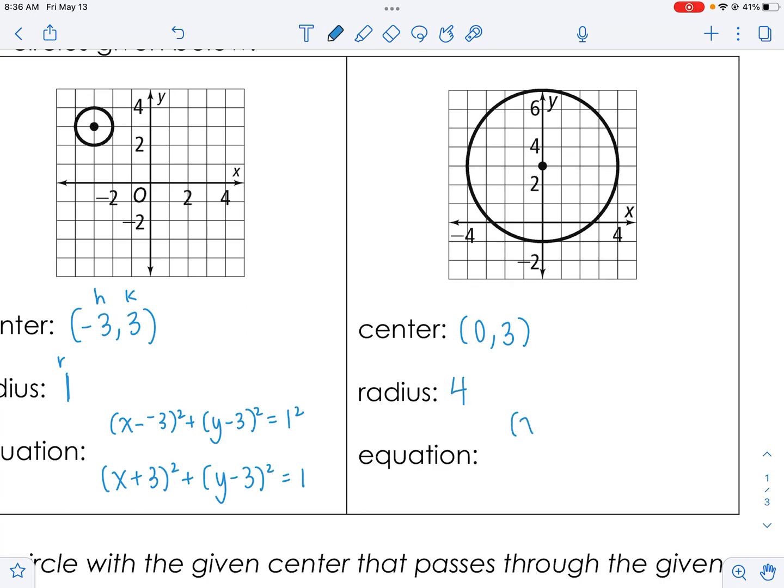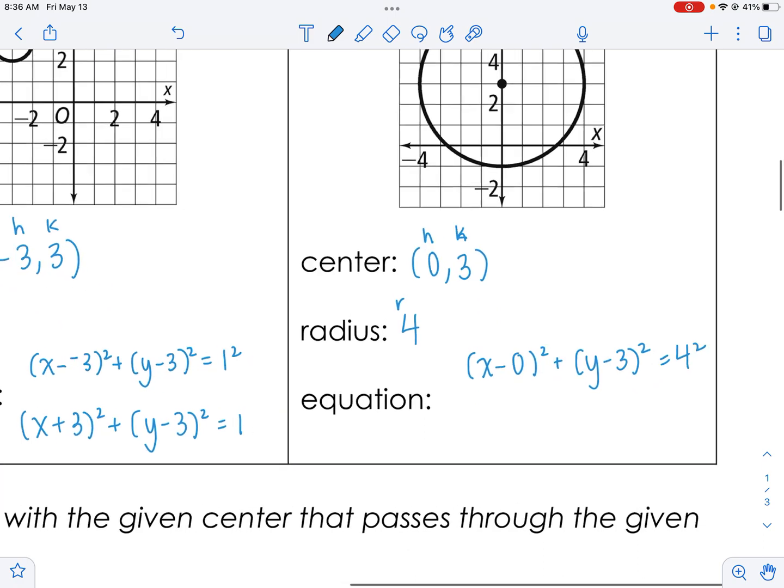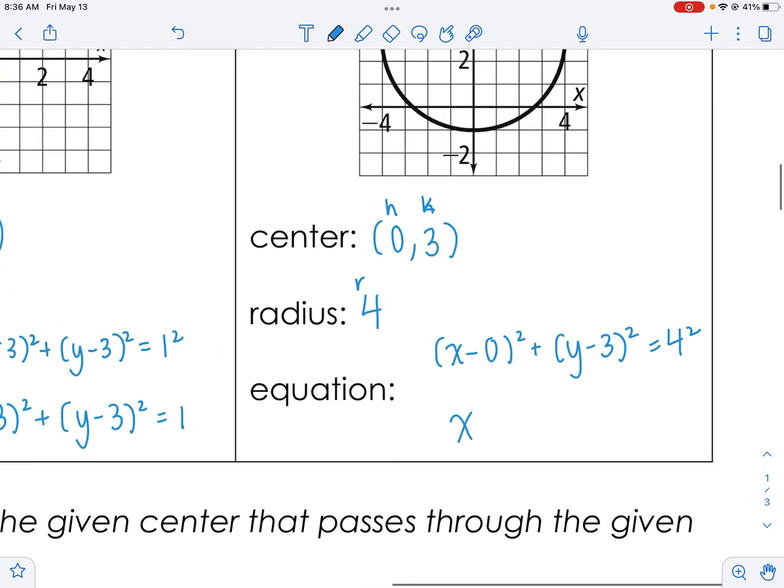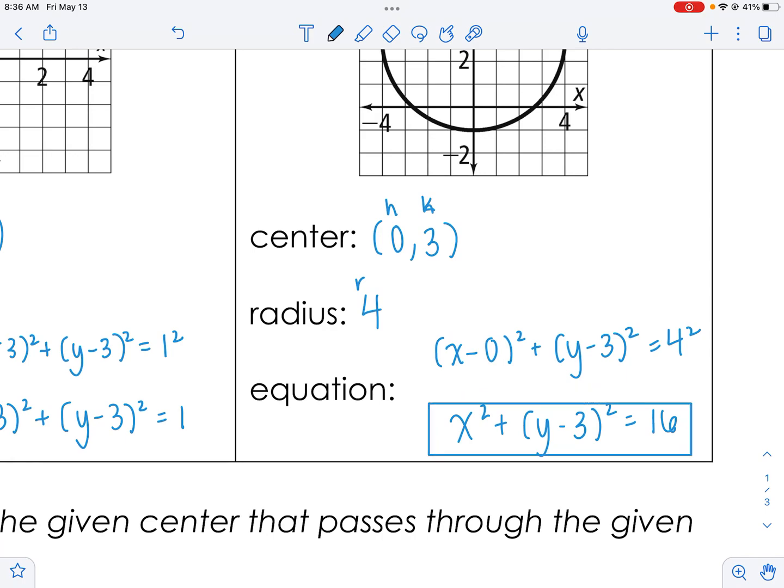Now I'm going to plug it in. I have my h, k, and r. So x minus 0 squared plus y minus 3 squared equals 4 squared. And don't forget, we always have to simplify. So x minus 0 squared makes that x squared plus y minus 3 squared equals 4 squared, which is 16. And that is it.